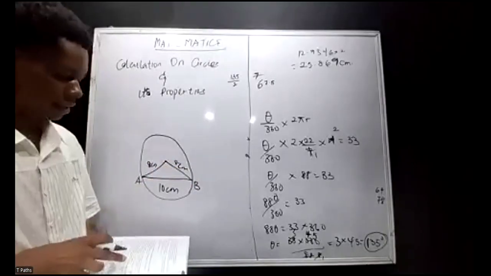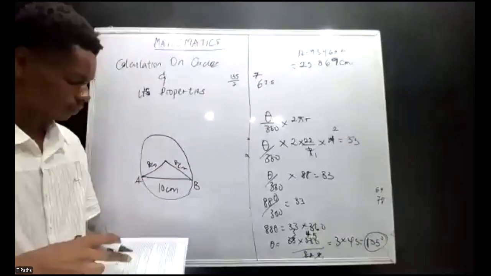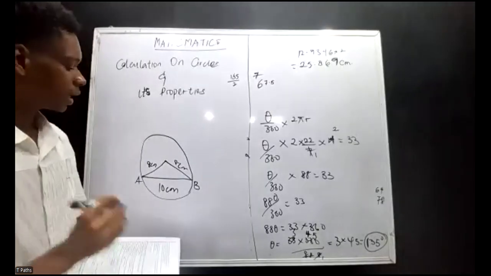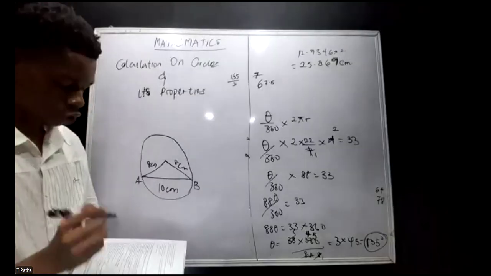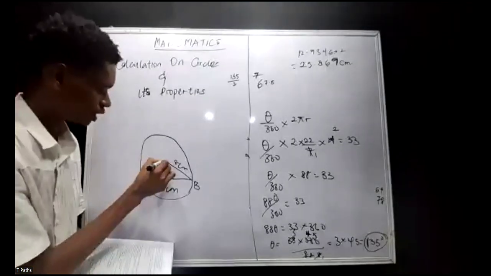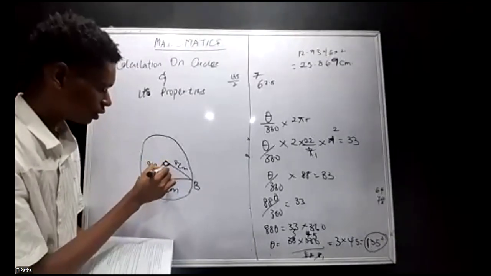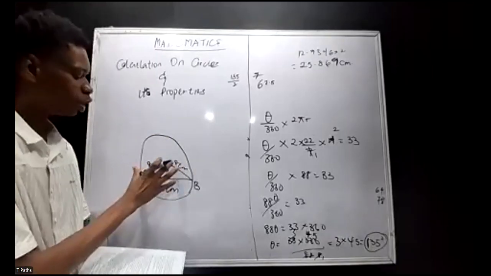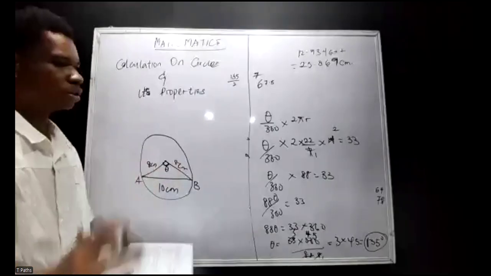All right, it says calculate the angle of the chord subtended at the center of a circle. Calculate the angle of the chord subtended at the center of a circle. So this is what we are to calculate. So I'm going to name this as theta. So now from here, if I draw out the triangle we have in this circle, I'll have something like this.